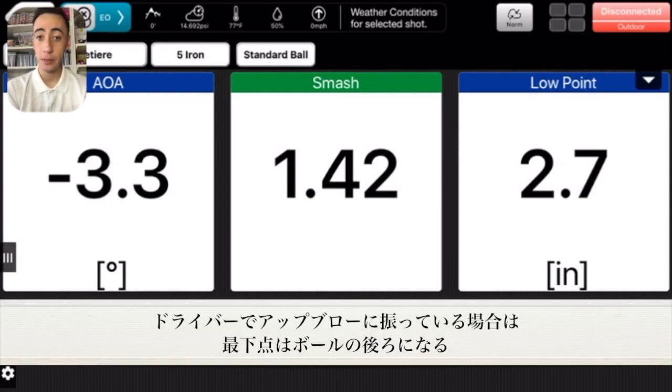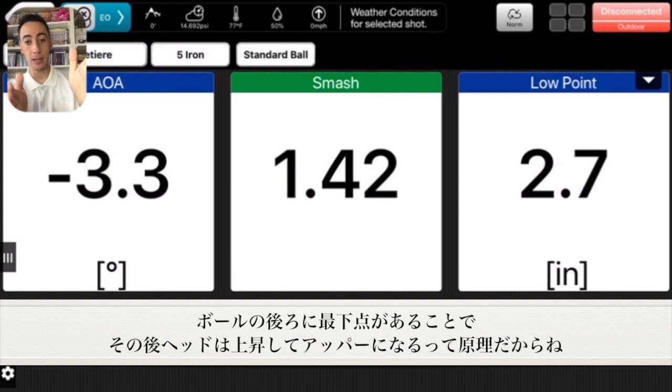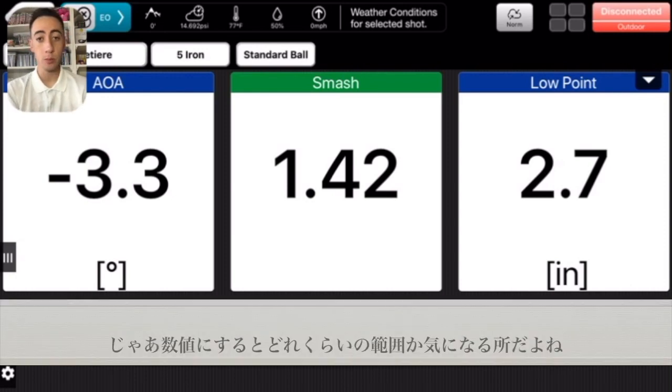Now with driver, typically if you're hitting up on the golf ball, you're going to want to have the low point behind the golf ball, right? Because if you can get the low point behind here, you're now hitting on the upward part of that swing arc, and that would allow you to hit the driver with an upper blow. So you're probably thinking, okay, Kiwi Coach, what are some ranges here?